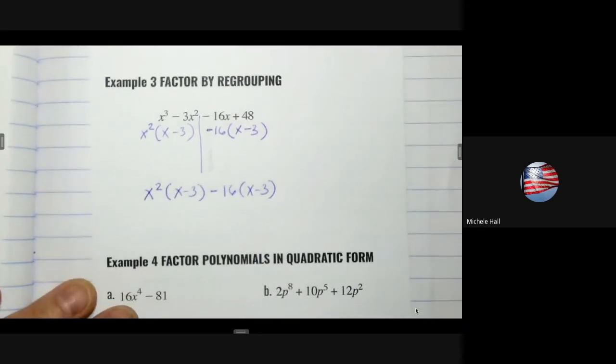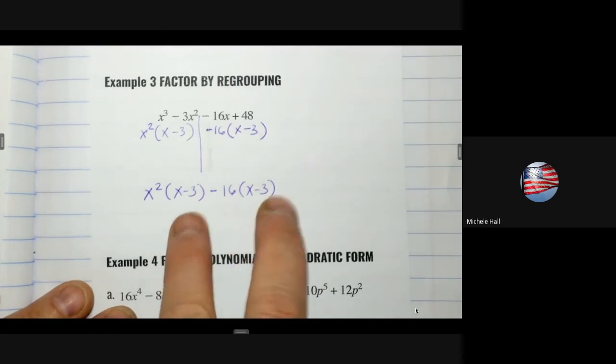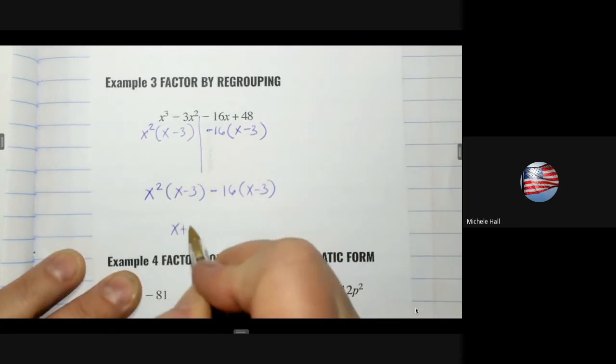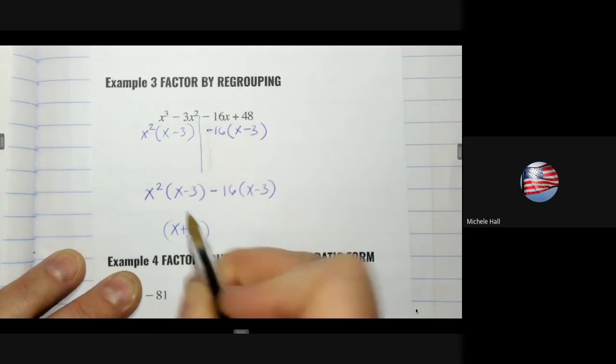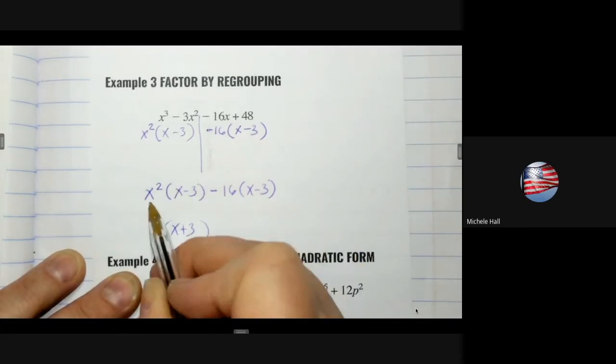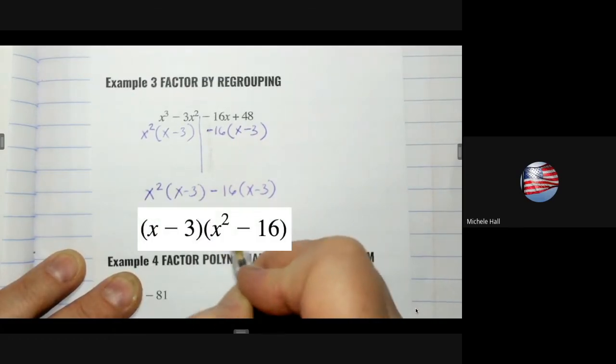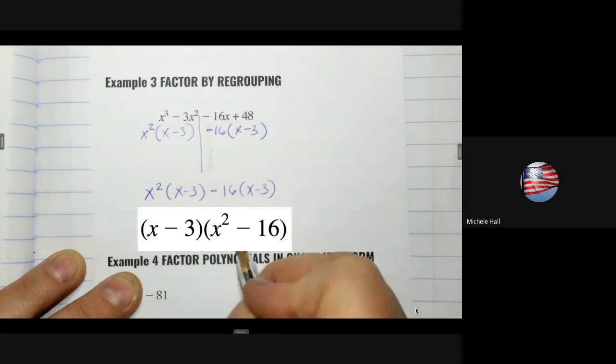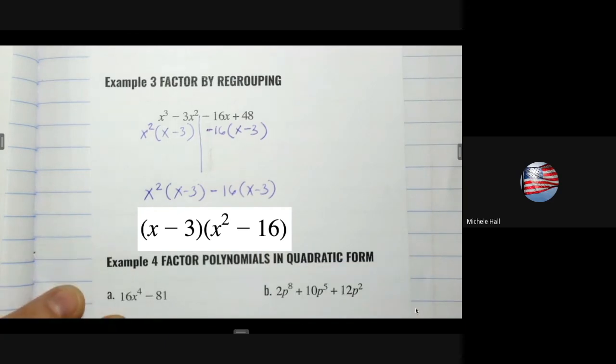Basically, what you're doing is undoing the distributive property. What can I factor out from these 2 terms? I can factor out an x minus 3. When I factor out an x minus 3, what is left? I have x squared. And when I factor out the x minus 3 over here, what do I have left? Minus 16. And now I need to continue to factor the difference of squares.